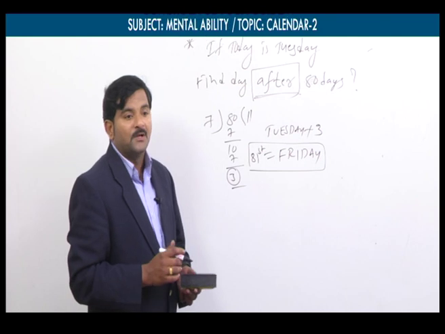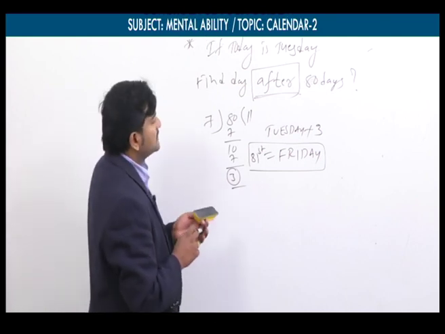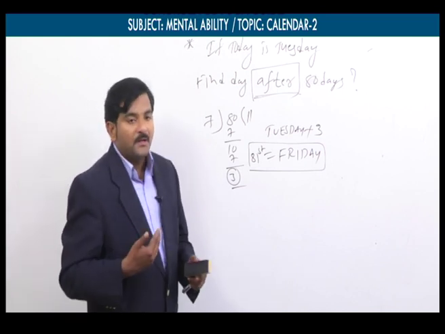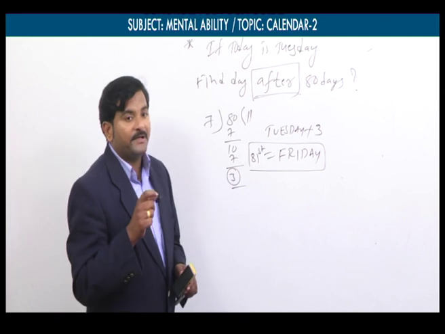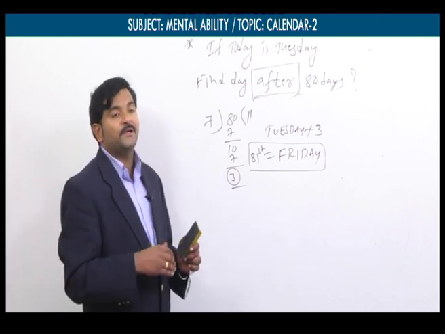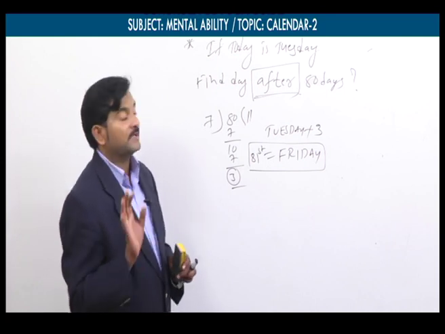This is the procedure to find the after concept. Sometimes instead of after, he mentions ago. If he mentions after, we need to add the remainder. If he mentions ago, we need to subtract the remainder. I need to stress this question once again.